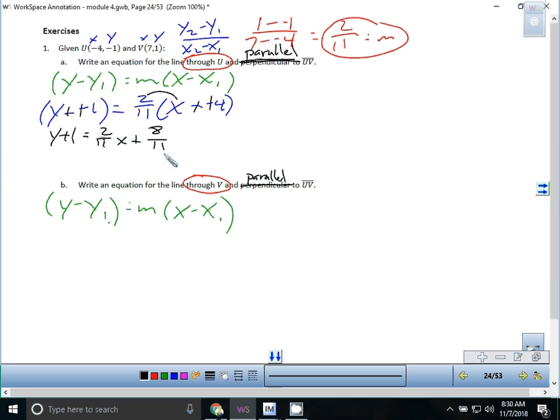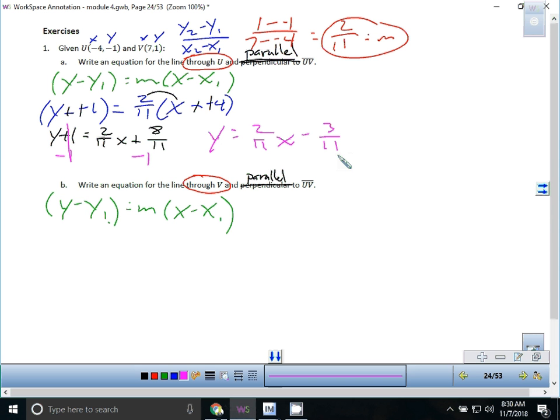And then finally, we want to get y by itself, so I minus the 1 to the other side. And if I do that, I get y equals 2 over 11x. And then 8 11ths minus 1 will be -3 11ths. And -3 11ths, that's going to be like negative 0.23 or something like that? -0.27. Negative 0.27.